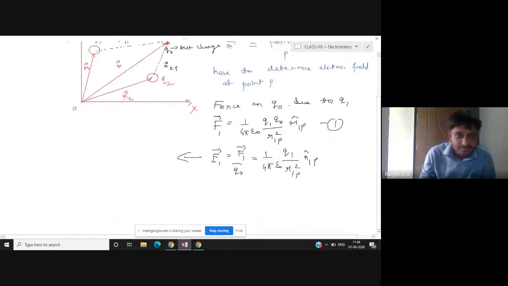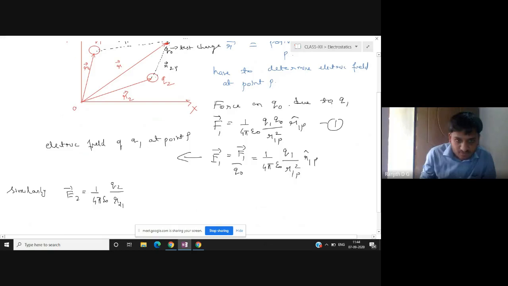This will give you the electric field of Q1 at point P. Now I need to find out similarly E2. I can write it as 1 by 4 pi epsilon naught Q2 divided by the distance from Q2 to P, which is R2P, so R2P square, and R2P cap will take care of the direction. So this is our equation 1, E1, and E2 I got it.